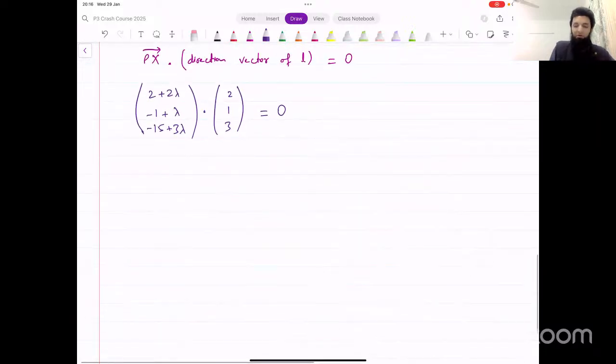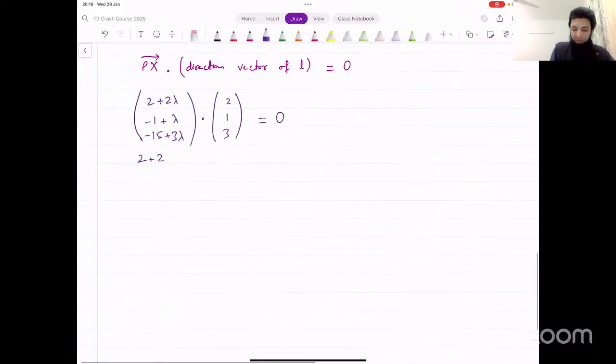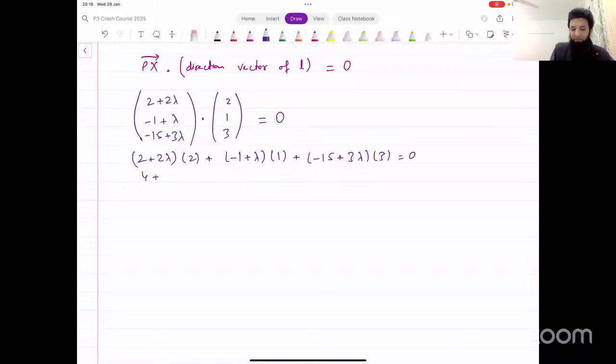Let's solve this. How do you find dot product? 2 plus 2 lambda times 2, plus minus 1 plus lambda times 1, plus minus 15 plus 3 lambda times 3. This should equal 0. Let's simplify this. This gives us 4 plus 4 lambda, minus 1 plus lambda, minus 45 plus 9 lambda. Be very careful in this calculation. A lot of careless errors happen at this particular step. So make sure that you have your signs right, plus minus, and you're doing the multiplication right.